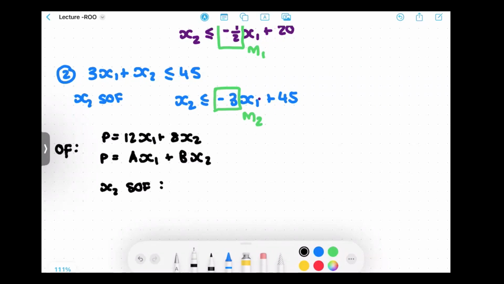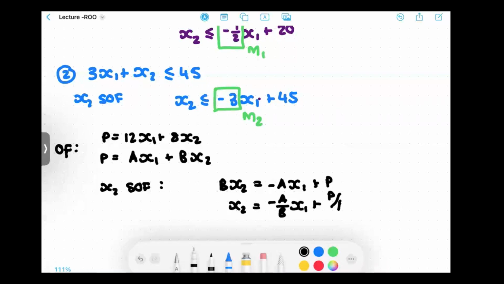And if that's the case, we are going to get bx2 is equal to minus ax1 plus p, with x2 less than equal to minus a upon b, x1 plus p upon b. And again, we only care about the gradient. So that is the gradient of the objective function. You're going to notice there's a pattern here, particularly if you make the second one y, it will always be minus a upon b for the objective function. And now we need to take the objective function's gradient and show the range it can be in.